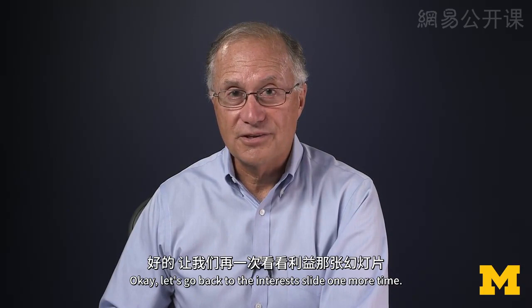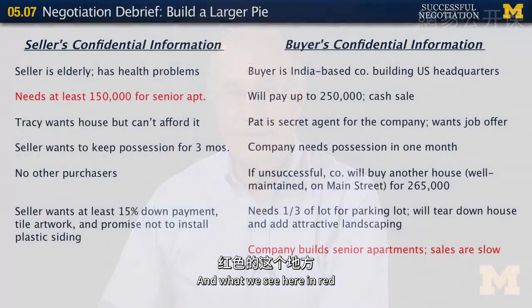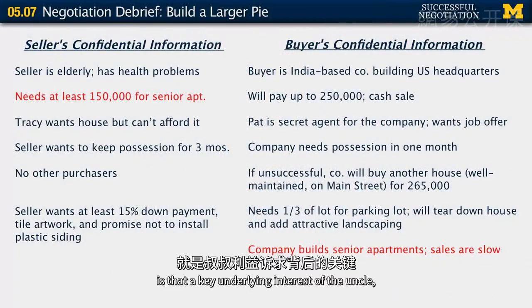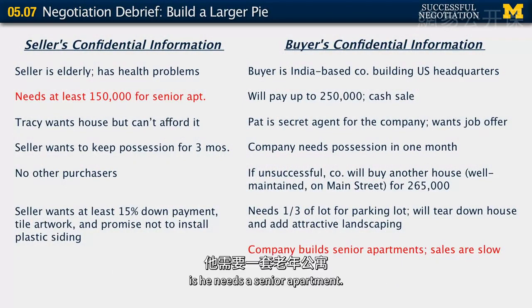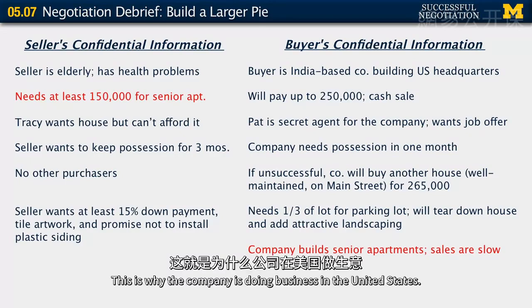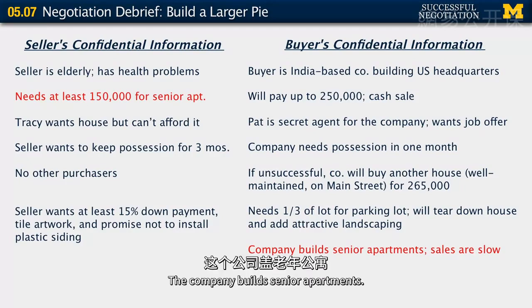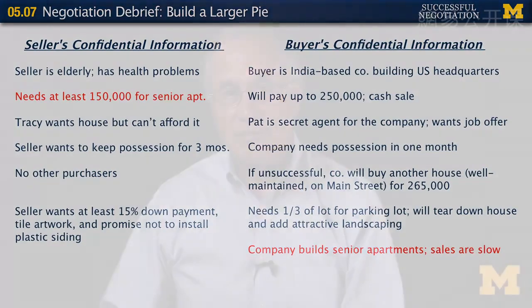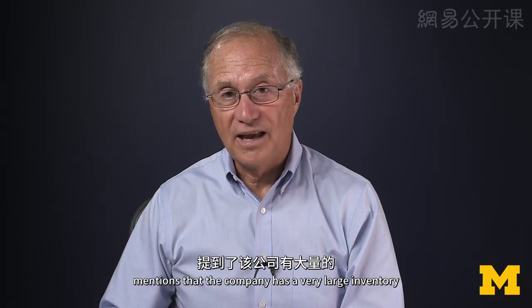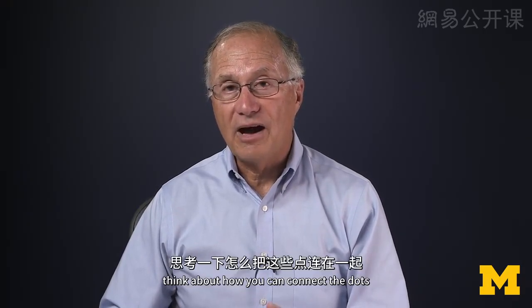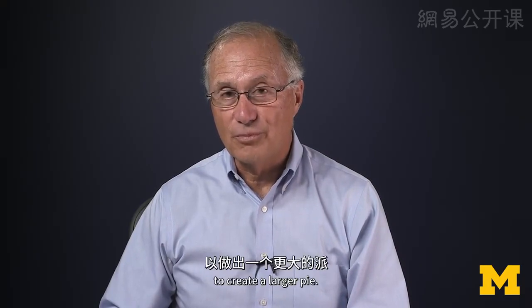Okay, let's go back to the interests slide one more time. And what we see here in red is that a key underlying interest of the uncle, and that's the reason why he's selling his house, is he needs a senior apartment. He can no longer maintain this big old Victorian house. And the company has this business interest. This is why the company is doing business in the United States. The company builds senior apartments, and sales are slow. The buyer's role mentions that the company has a very large inventory of empty apartments. So when you think about that, think about how you can connect the dots to create a larger pie.